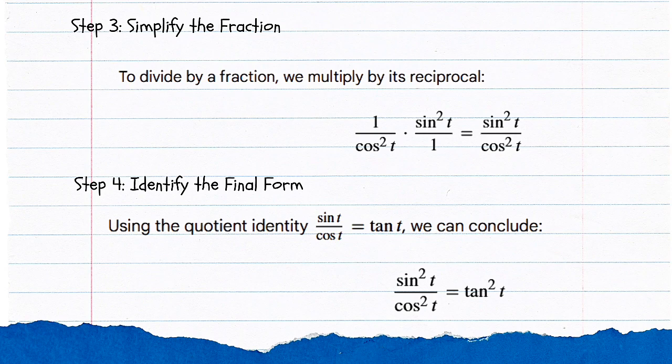1 over cosine squared t times the reciprocal of 1 over sine squared t is sine squared t over 1, which is equal to sine squared t over cosine squared t. Step 4 is to identify the final form. Using the quotient identity of tangent t, which is sine t over cosine t, we can conclude that sine squared t over cosine squared t is equivalent to tangent squared t.